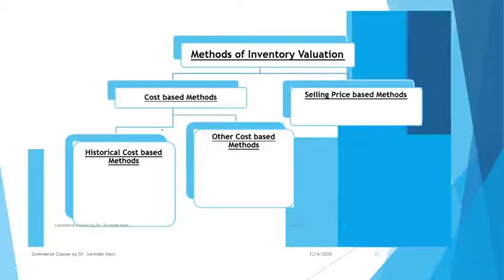Whereas we may have certain other cost concepts. You might have studied these concepts in your economics also, like replacement cost, current cost, standard cost, etc. So we have these methods also for inventory valuation. In some specific cases, accounting standards guide us to follow these methods. So let us first know the names. Under historical cost based methods, we have four main techniques: specific identification method, FIFO, LIFO, and WAVE method. These are the short forms. FIFO is first in, first out, LIFO is last in, first out, and WAVE is weighted average method.